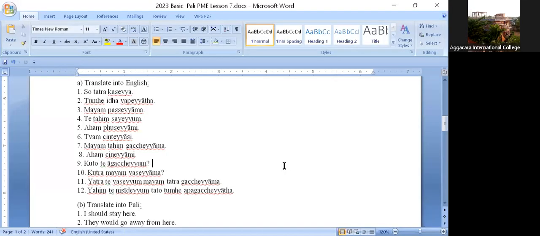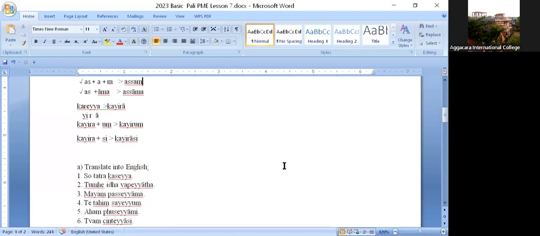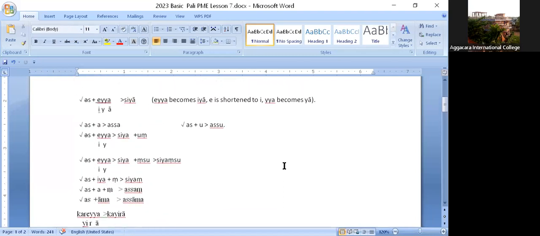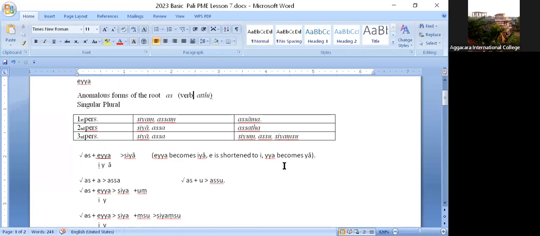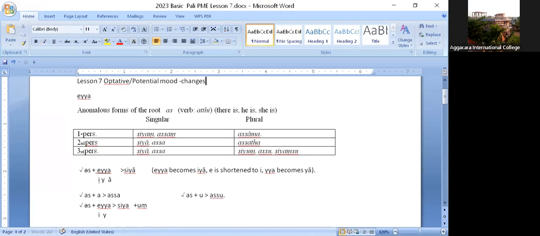So you can see this screen, right? Remember us plus the ati. What is ati? It means there is, or he is, or she is. But for this, you got the optative. What's the meaning of optative? Because we are using the optative, it will be translated as would, should, may, and might.